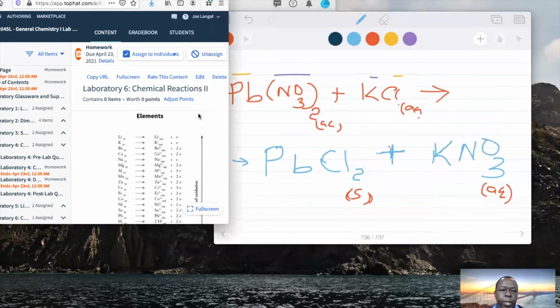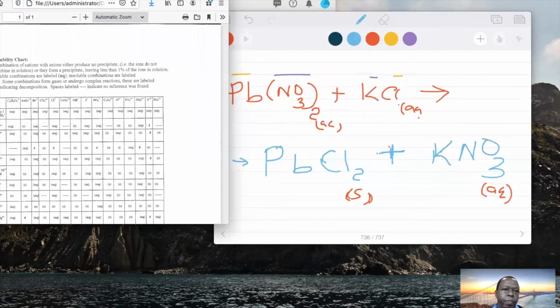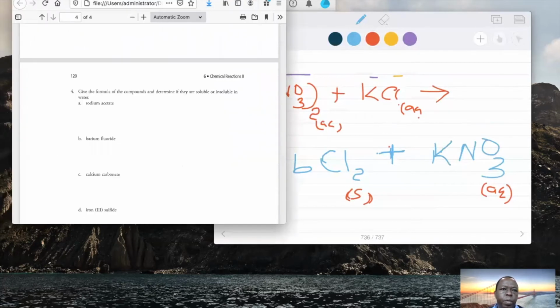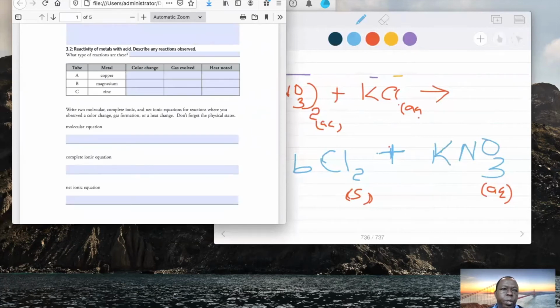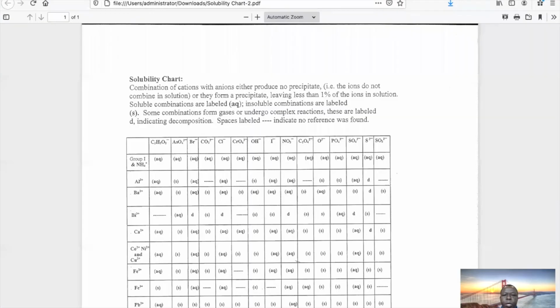solubility. Either you refer to the solubility rules, or use the solubility chart. Use the solubility chart given here. It will give you, all right? This is the solubility chart. Let me just blow this one up so that you see how to use it.